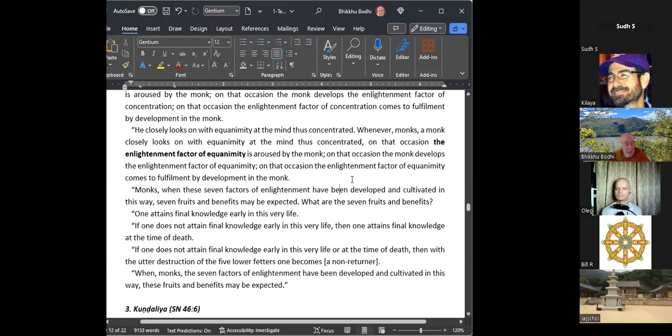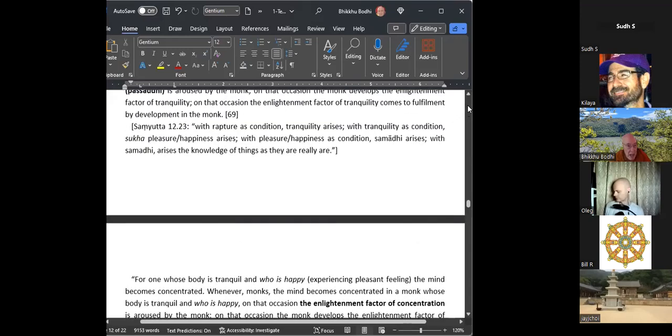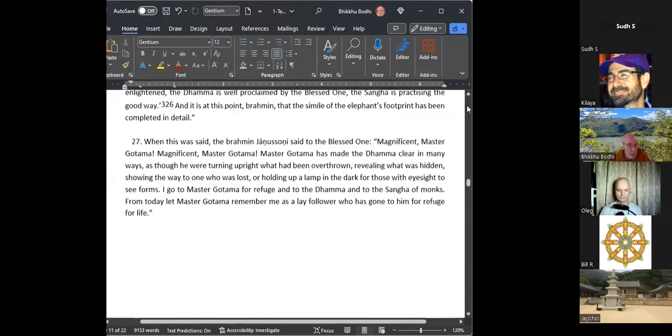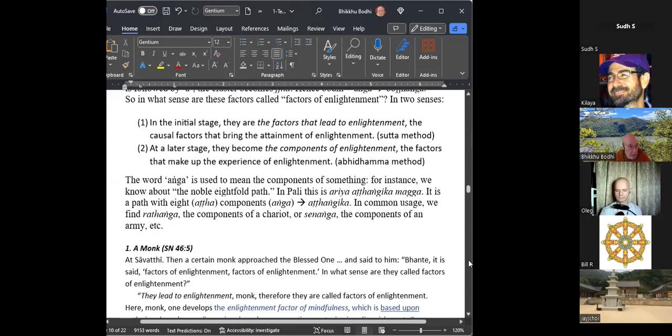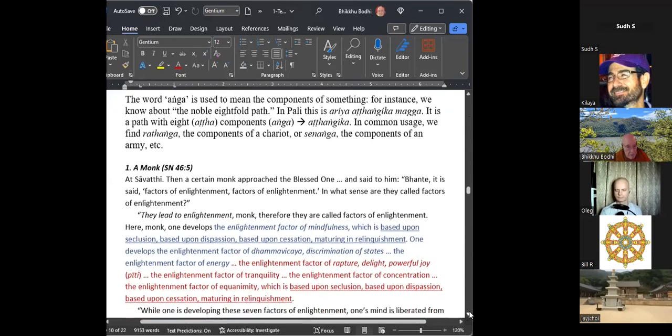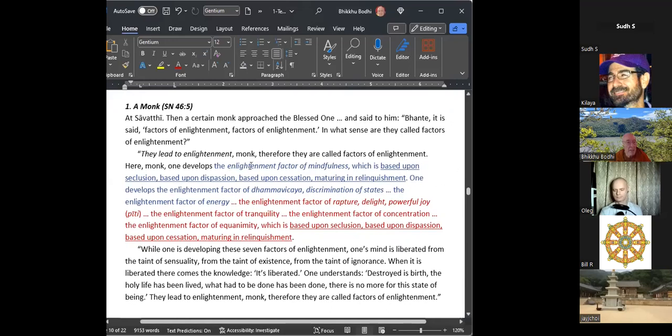I would say that first, for the enlightenment factors to arise, you certainly have to make a deliberate effort to arouse them. When you're sitting in meditation and focusing on the breath, already you have the enlightenment factor of mindfulness there, at least aroused.